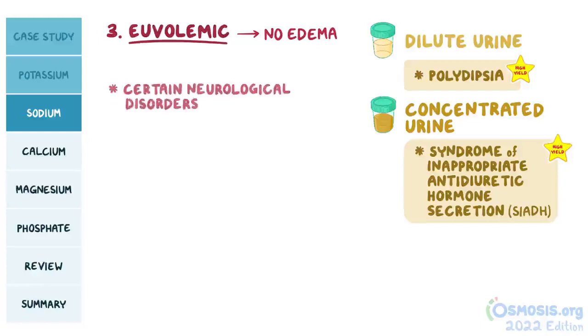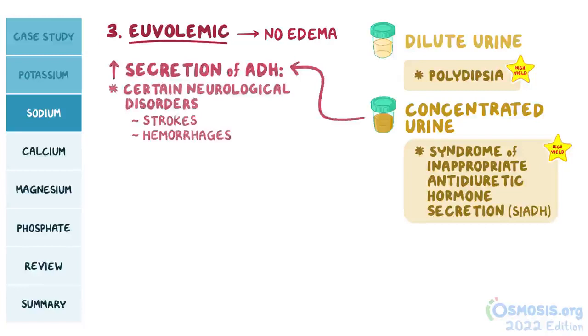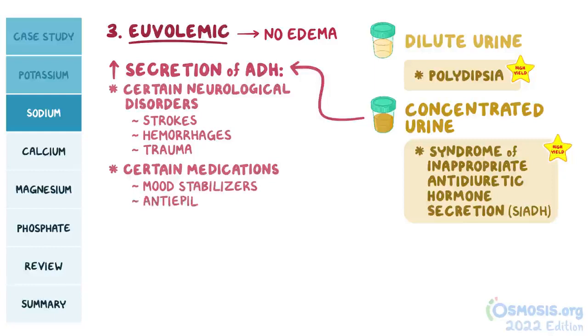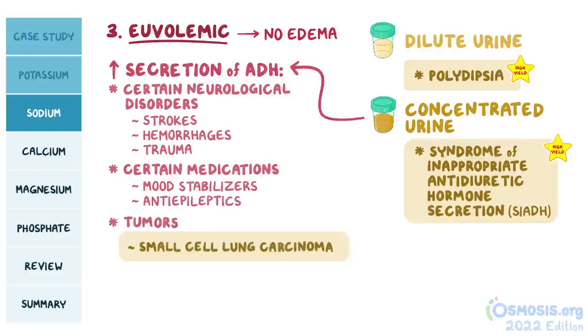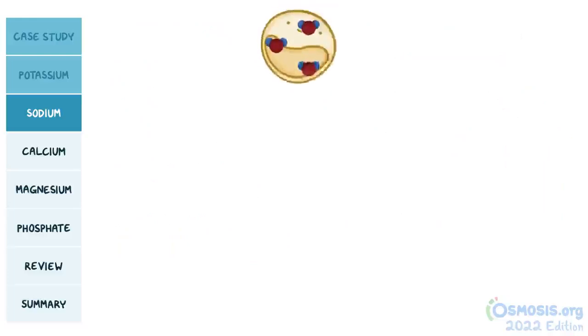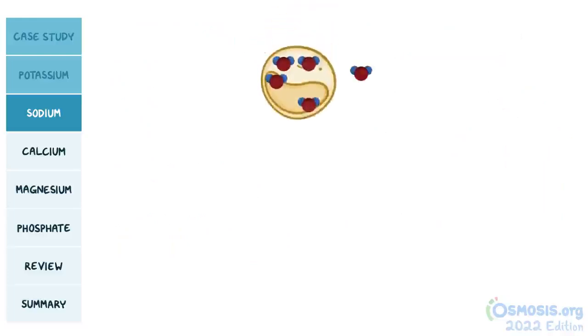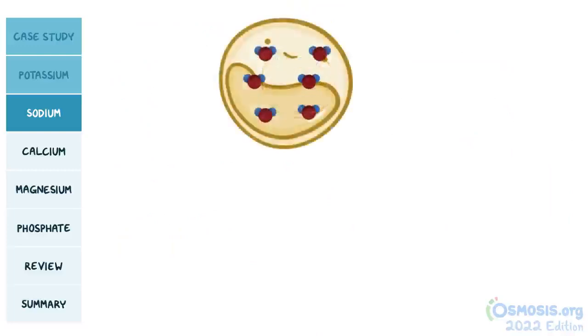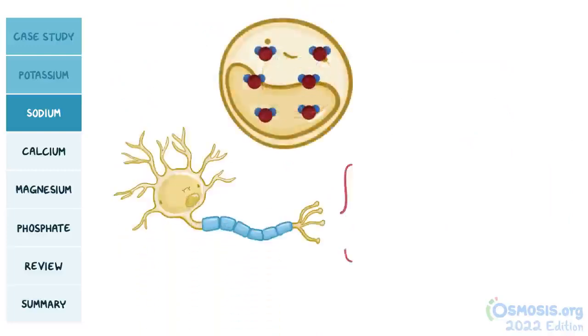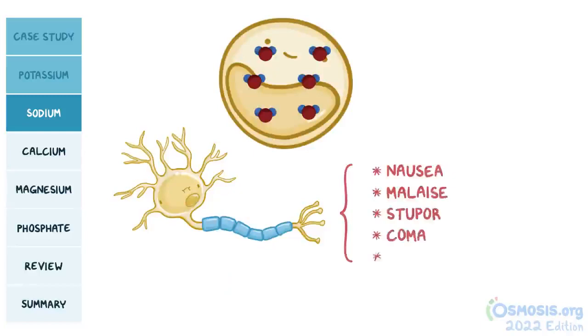Certain neurological disorders can increase the secretion of ADH, and this includes strokes, hemorrhages, or trauma, while certain medications like mood stabilizers and antiepileptics can also increase its secretion. It could also be excreted ectopically by tumors, and small cell lung carcinoma is the most commonly tested. When there's hyponatremia, water will move from the ECF to the ICF, so the cells will swell up. When neurons are affected, it causes symptoms like nausea, malaise, stupor, coma, and even seizures.